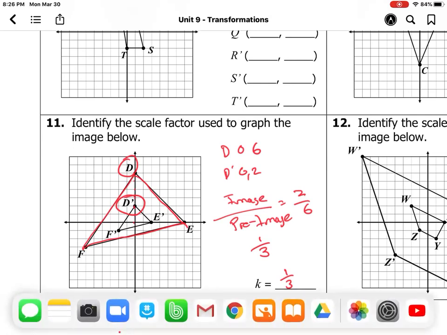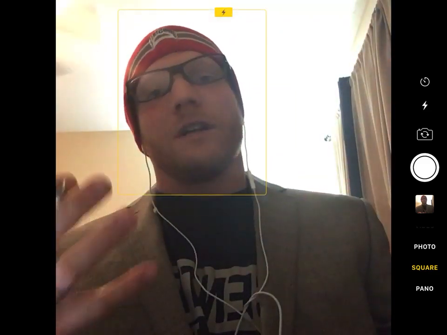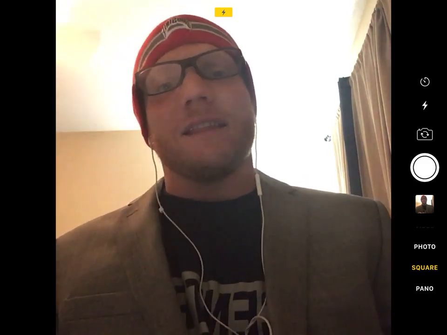Pretty straightforward. It's a pretty straightforward concept, right? Dilations, you're making something bigger or smaller, an enlargement or a reduction. We do so by a scale factor. Your scale factor is your image over pre-image, right? If the scale factor is greater than 1, it's going to be an enlargement, meaning that the image is going to be larger than the pre-image. If the scale factor is less than 1, then it's going to be a reduction, meaning the image is going to be smaller than the pre-image.